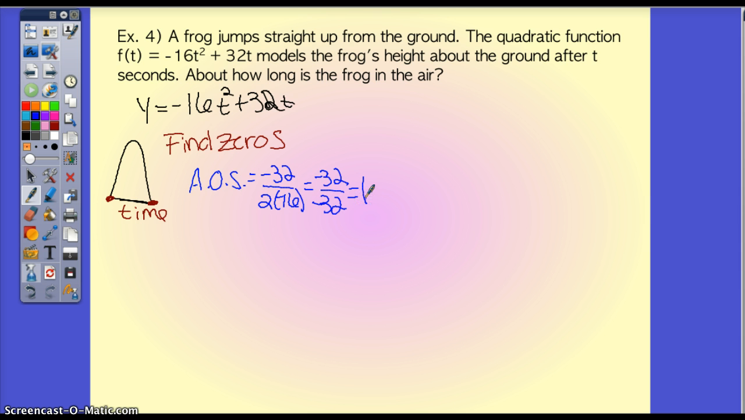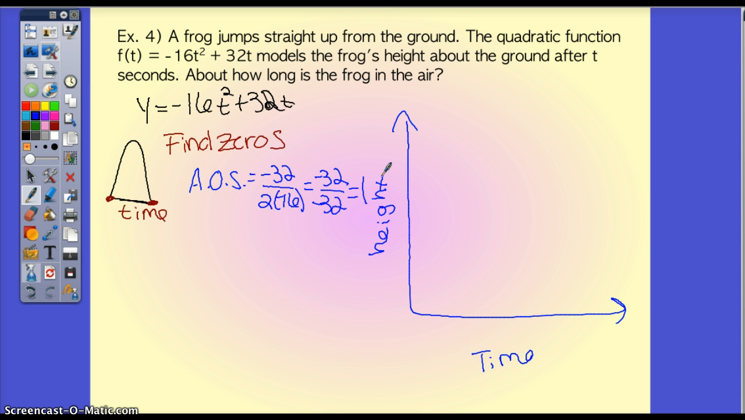Now, I'm going to go ahead and just use the first quadrant. And we know that this is your time, and this is the height of your frog. So our axis of symmetry is 1. So I'm going to go 1, 2, 3, 4, and make a dashed line up here at 1. I don't know any heights yet, so let's find our vertex. Think about it, on our axis of symmetry, that vertex is going to be the middle.